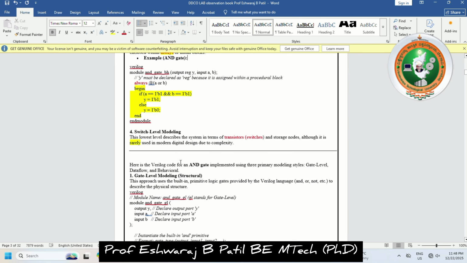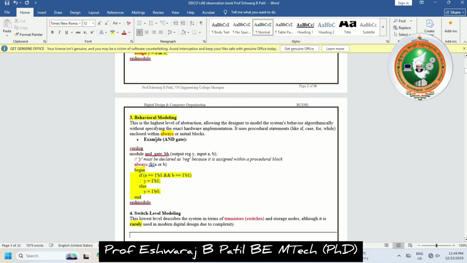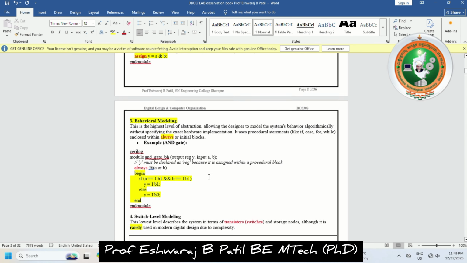Within the always keyword, A and B are the inputs, begin A and B also. In the switch level model you can observe the transistors or switches. In digital design, a system can be designed at the level of transistor switches. This is rarely used nowadays because of the complex digital designs.